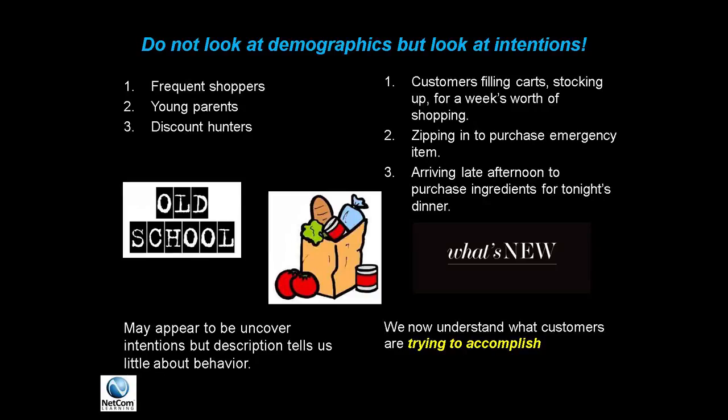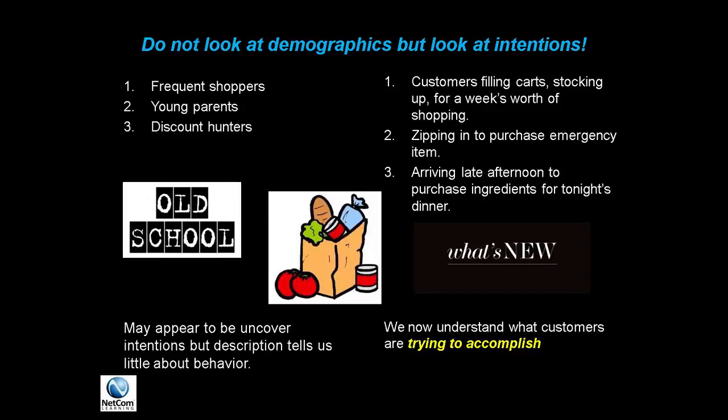So if you look at three different demographics going to a grocery store, you have the customer coming in, filling up the cart once a week with non-perishable items. The second demographic, someone zipping in to purchase an emergency item like toothpaste at the last minute at 9:30 in the evening. And the third demographic would be people coming in the late afternoon to purchase ingredients for tonight's dinner.